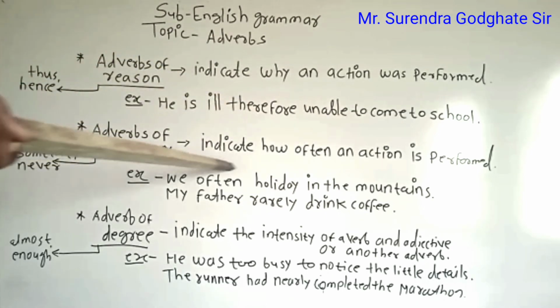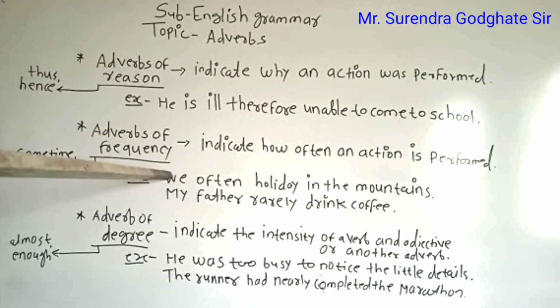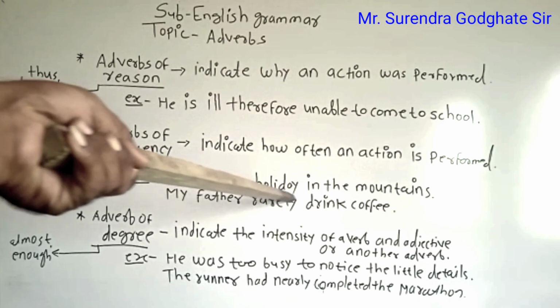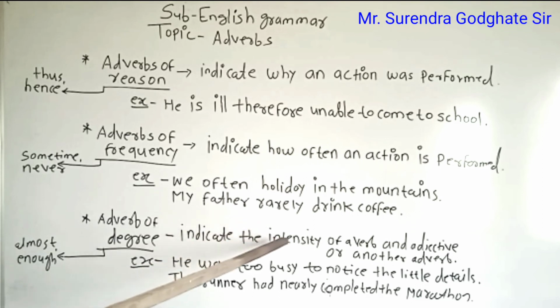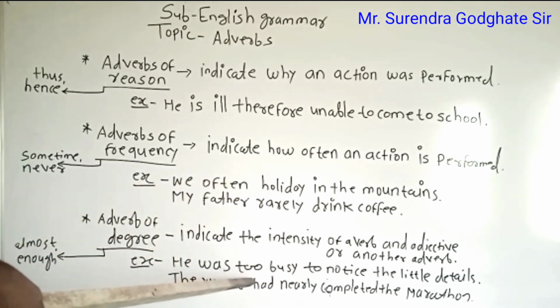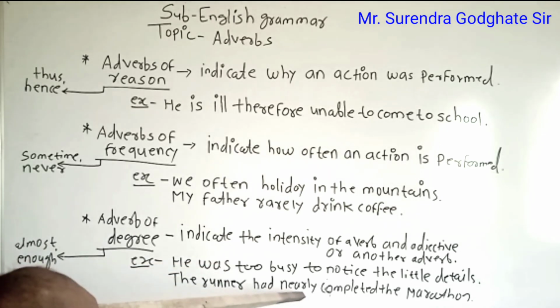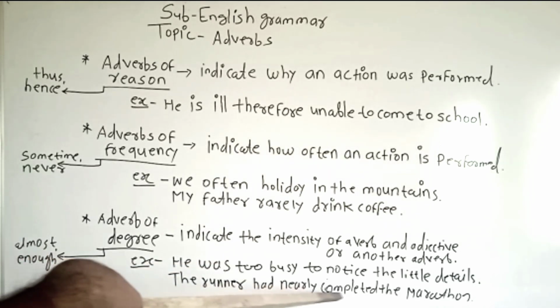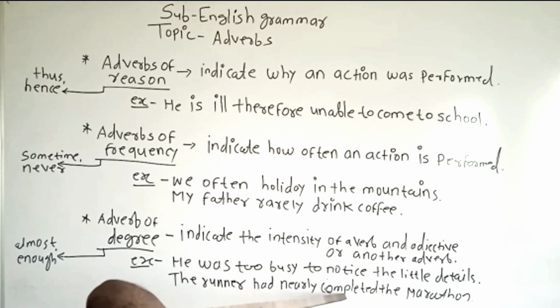Then adverbs of frequency indicate how often an action is performed. It means the number of times. So here, we often, it means the number of times we take a holiday. My father rarely, it also shows the number of times. Adverbs of degree indicate the intensity of a verb. Here, he was too busy to notice. Too is the adverb of degree, and it intensifies the adjective. Then nearly, in the runner had nearly completed the marathon, is the adverb of degree, and it intensifies the verb completed.